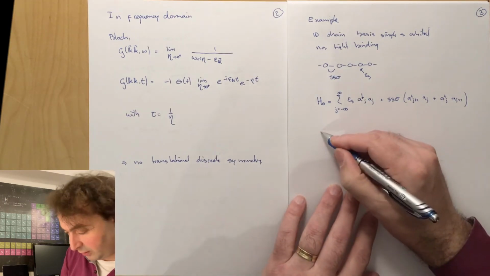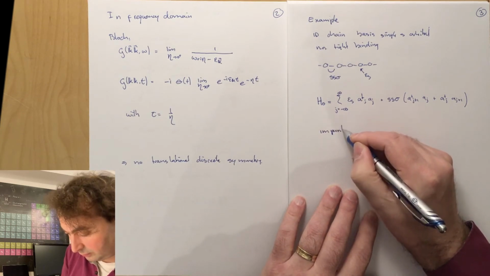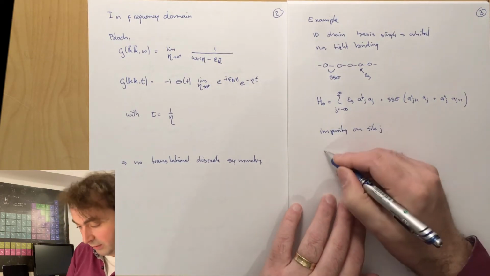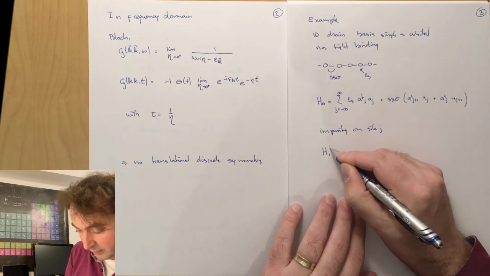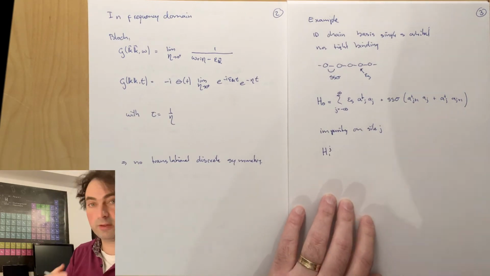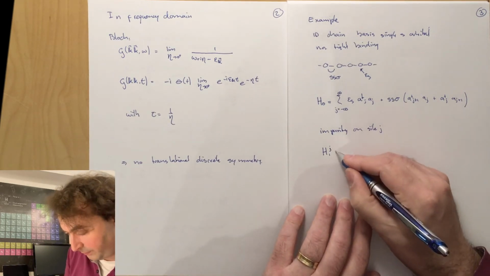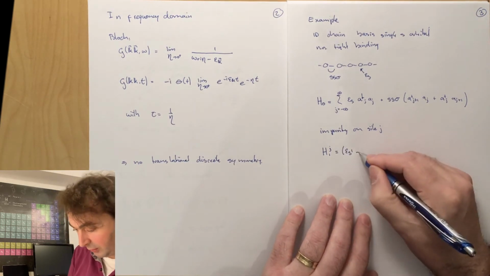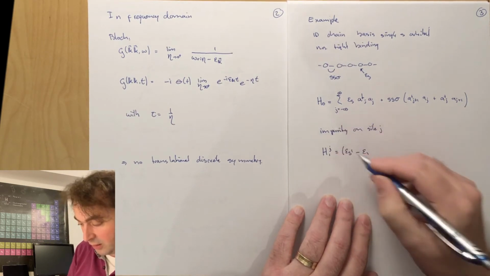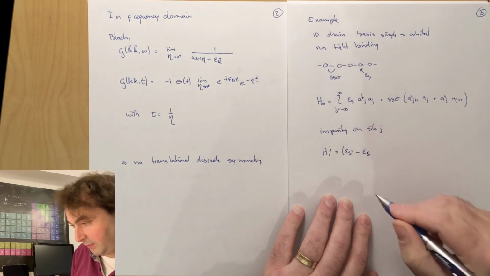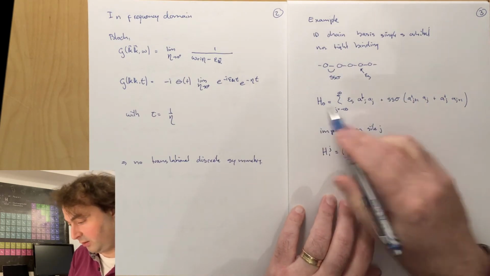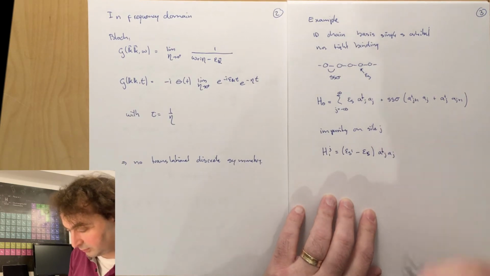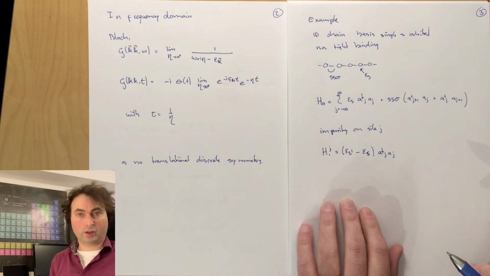Then we can have an impurity on site j, and for that, we'll take the Hamiltonian H1 acting on site j. In the end, we want to have a random distribution of impurities. And for that, we say, well, we have a different on-site potential. And of course, I want to add H1 to H0, so I just subtract the on-site potential that we had in the continuous periodic chain without impurities, times the creation and annihilation operator on site j.